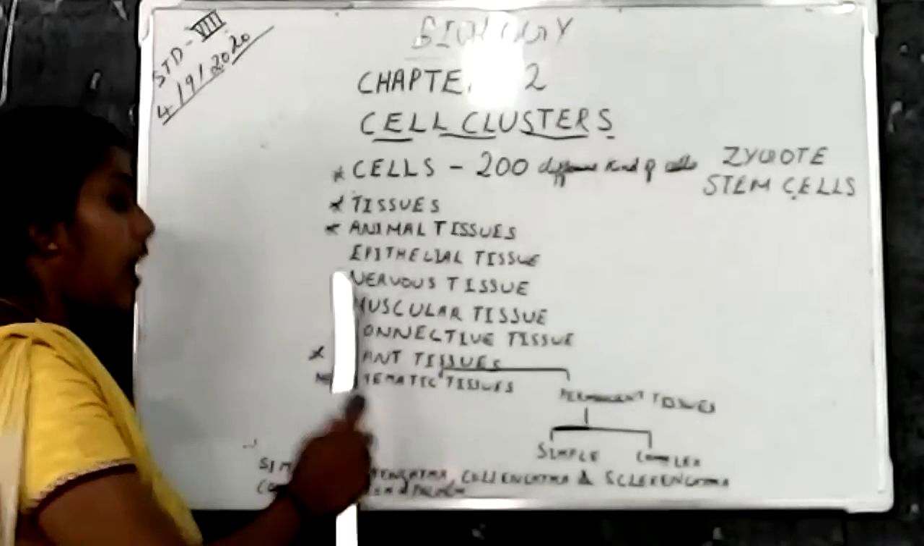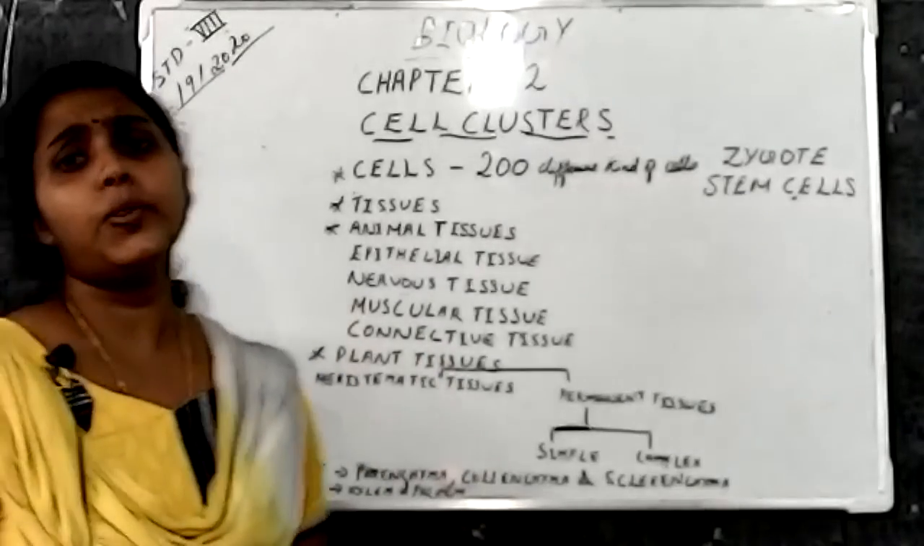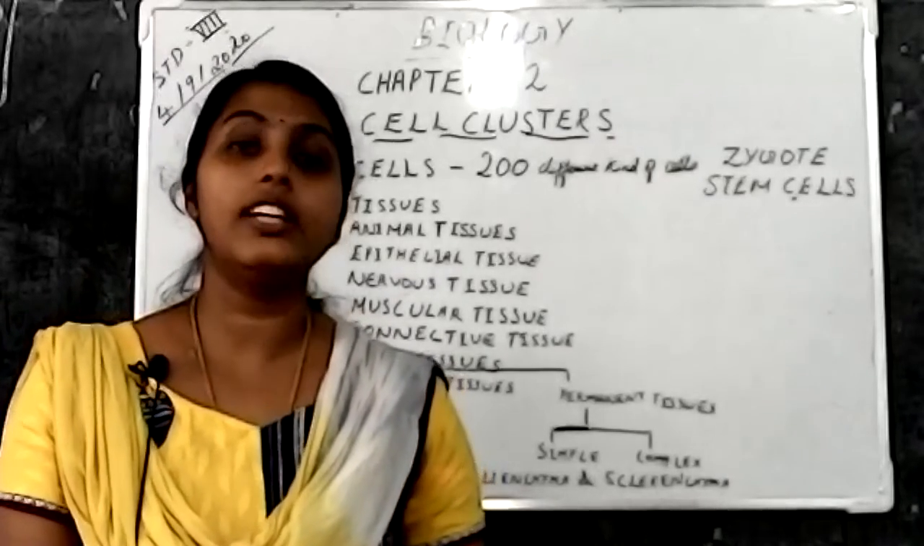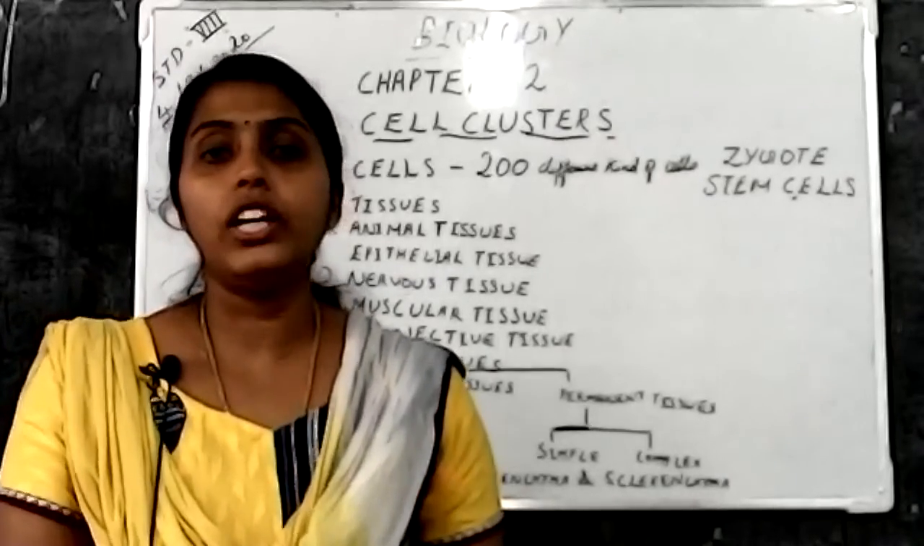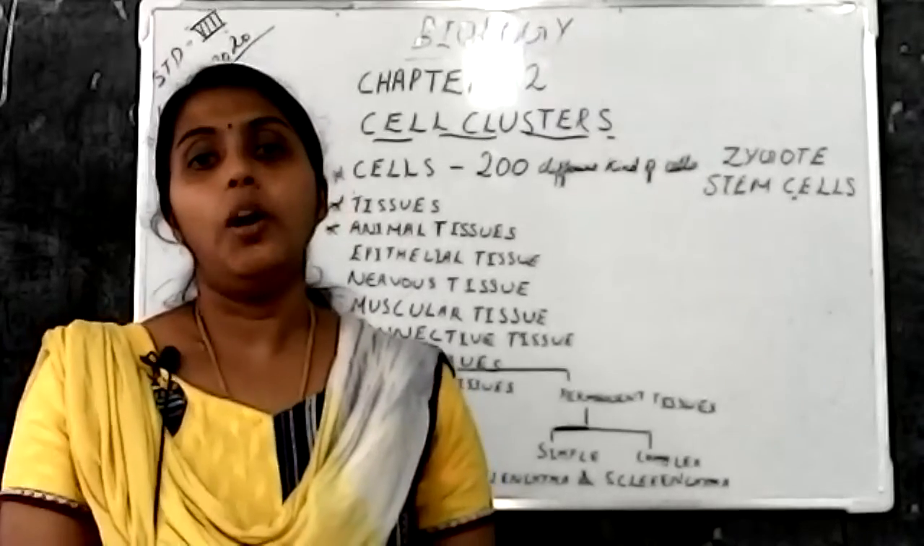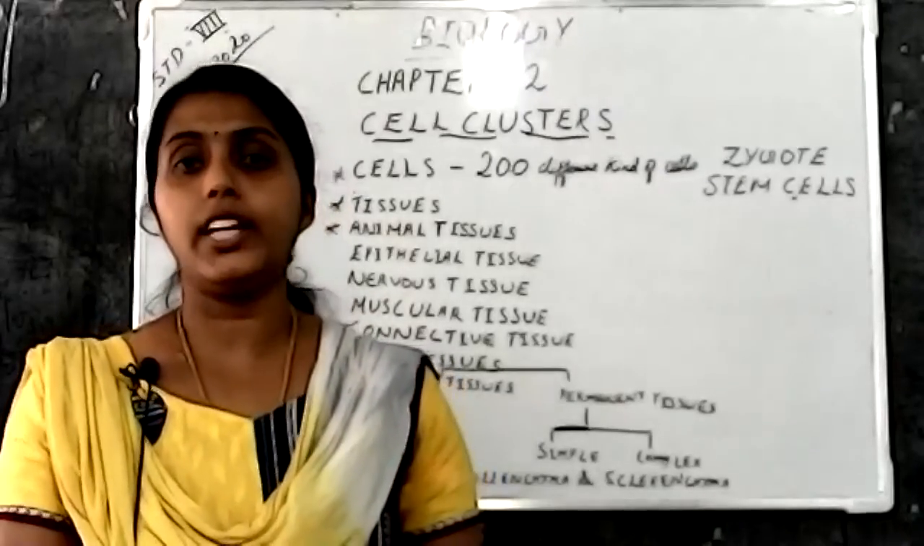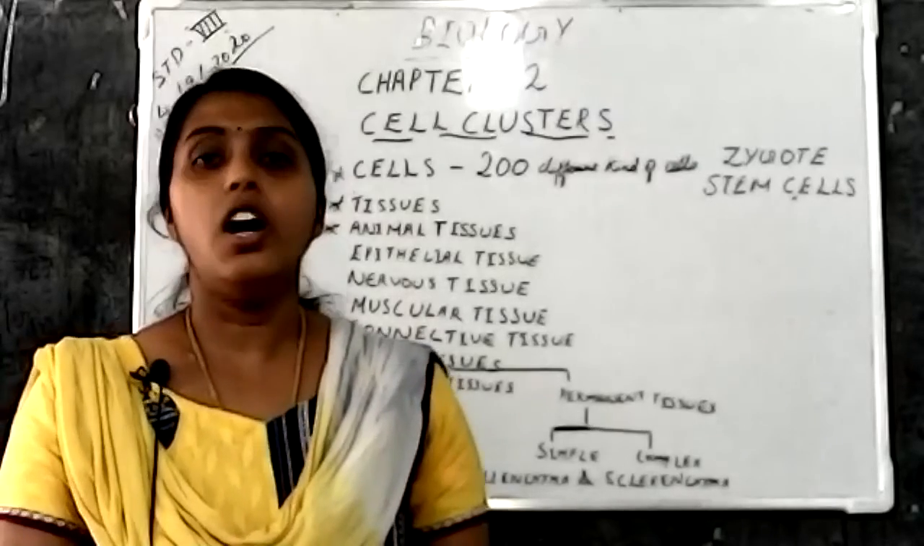Last is the connective tissue. As its name indicates, it connects the different types of tissues. And blood is the fluid connective tissue present in our body.